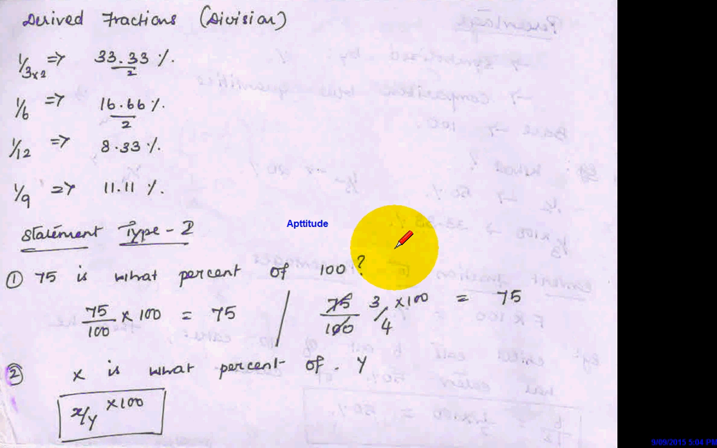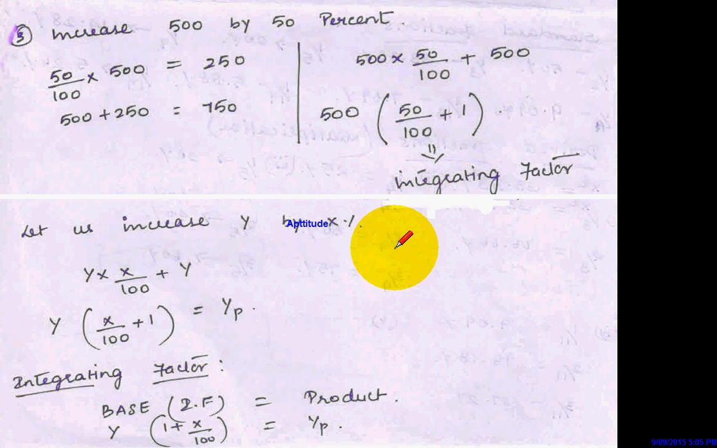Say 20 is what percent of 80, or 70 is what percent of 130. We can ask like this. So the greater number, that is Y, comes in the denominator and X comes in the numerator. So X by Y into 100.